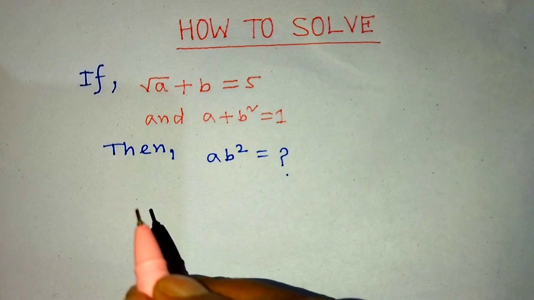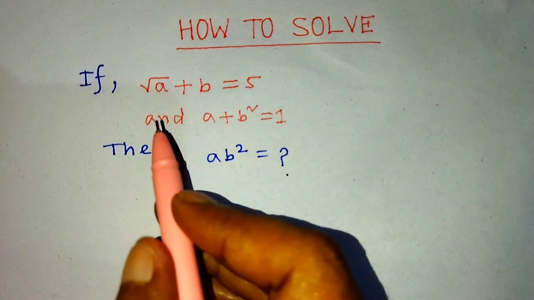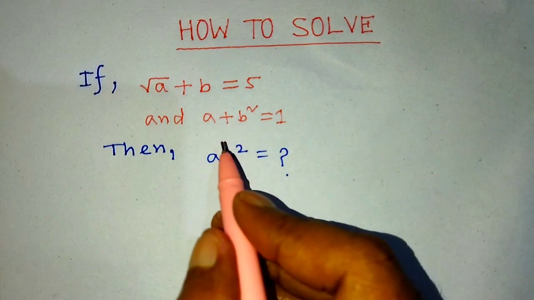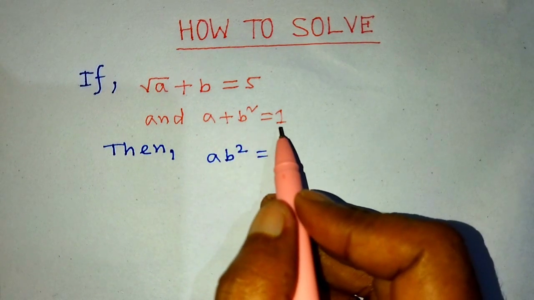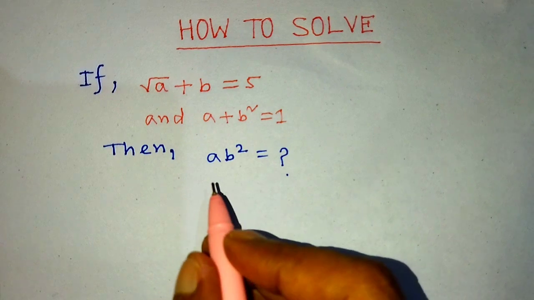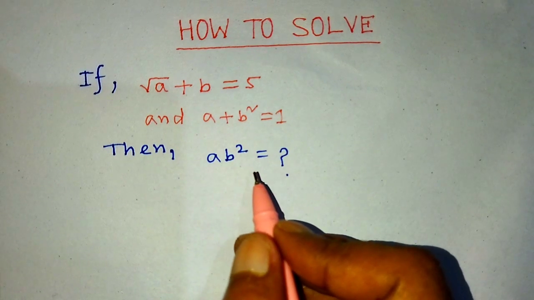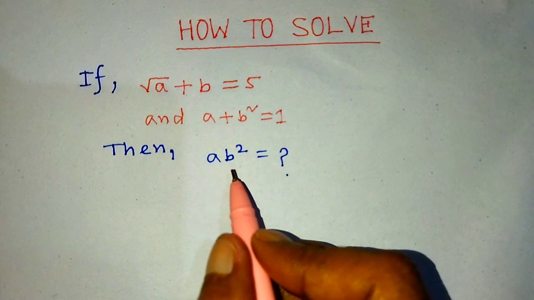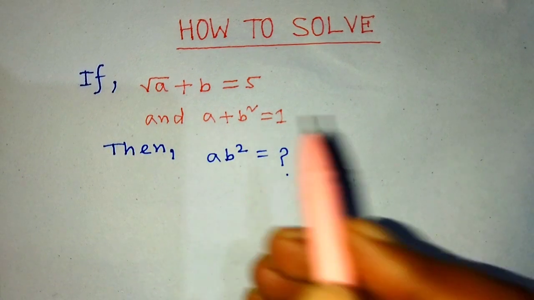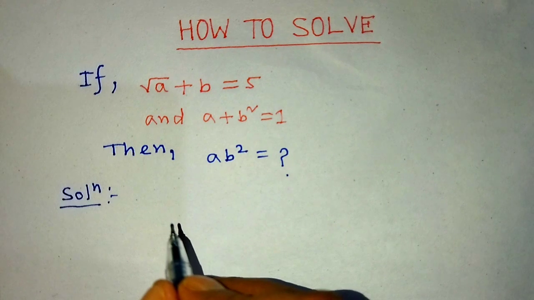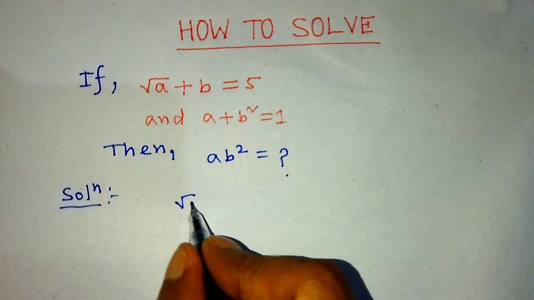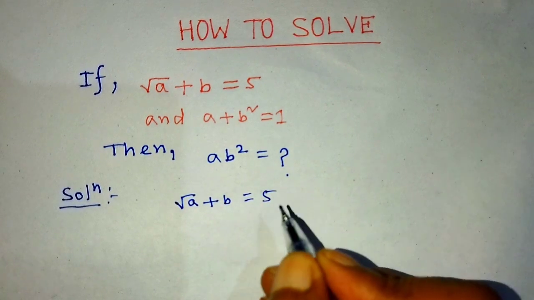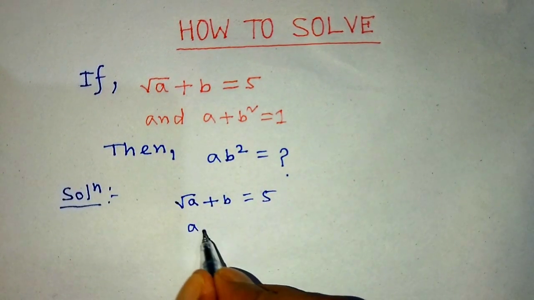So my dear student, today our question is: if root over of a plus b is equal to 5 and a plus b square is equal to 1, then find the value of ab square. So student, in this video I will tell you how to find the value of ab square from these two equations. Given two equations are root over of a plus b is equal to 5 and a plus b square is equal to 1.